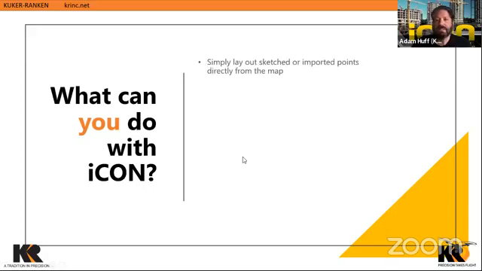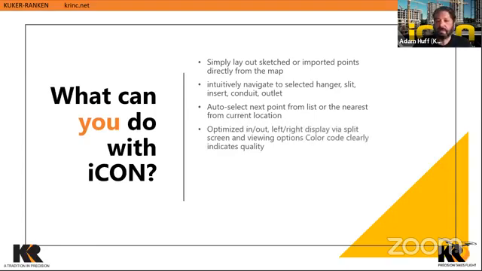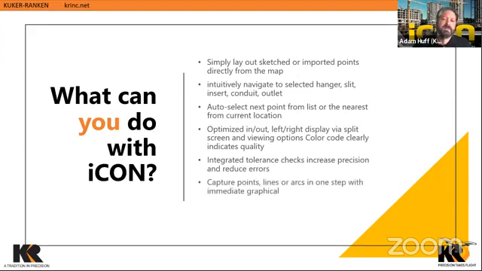You can simply lay out a sketch, import points directly to the map, and navigate to select hanger slit, insert, conduit outlet, auto select the next point from the list or the nearest from the selected location, and optimize the display for viewing. You can color code your points so you know which ones they are, integrate tolerance checks, increase precision and reduce errors, capture points, lines, and arcs in one step, and apply codes to points and measurements.